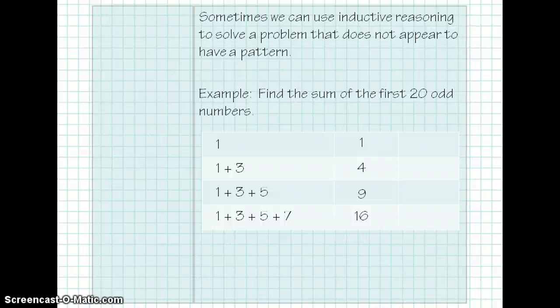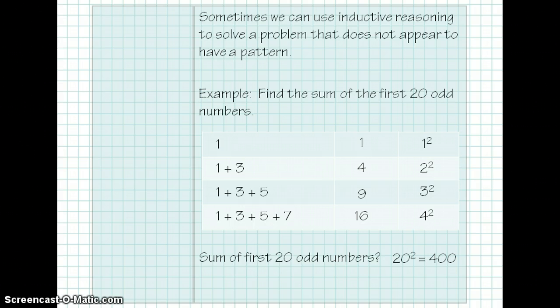I'm hoping that you'll notice that 1 is 1 squared, 4 is 2 squared, 9 is 3 squared, and 16 is 4 squared. So that leads me to believe that the first 20 odd numbers is going to be 20 squared, which is 400. Or I could take any number of the first odd numbers, whether it's 100 or 1,000 or however many I wanted, and I could figure out what that sum was based on this pattern.